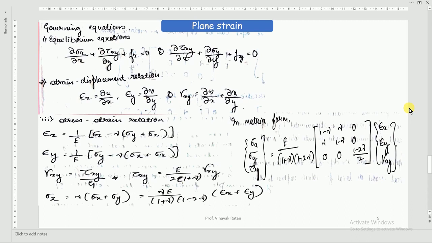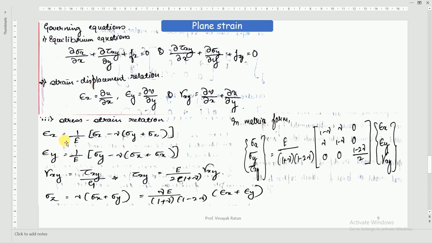So these are the governing equilibrium equations. I think one more equation is missing here. Yes, here one more equation. Yeah, it is not missing, it is there. So these are the two equations similar to the previous one, and here epsilon z is not there. Then the strain displacement relations. This is your strain displacement relation, and these are your stress strain relations.